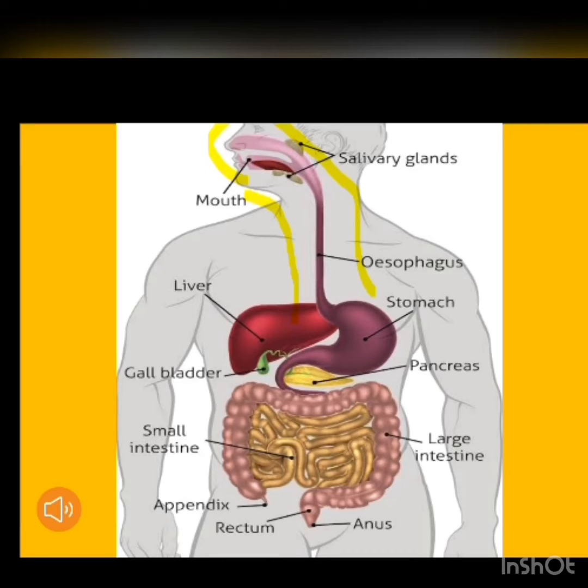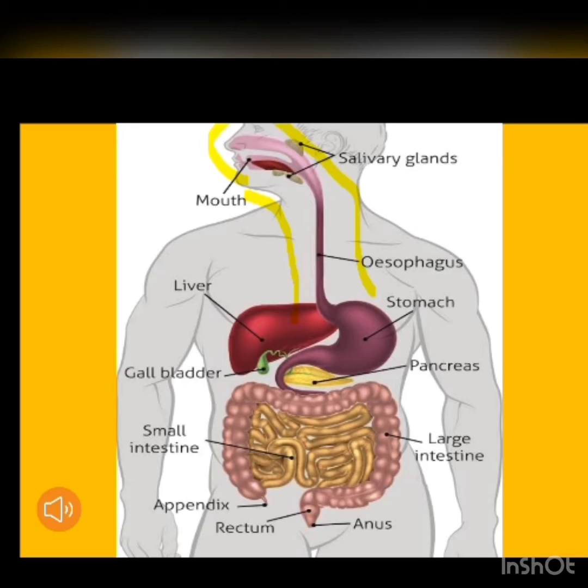It is about 8 to 10 meters long in adults. There are certain glands also which are associated with the digestive tract. These are the salivary gland, pancreas and liver. Now we will study the role of various organs in the process of digestion in human beings.